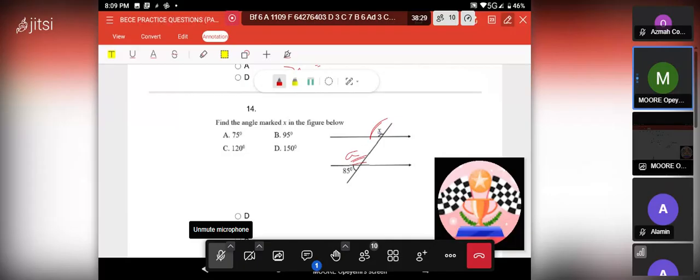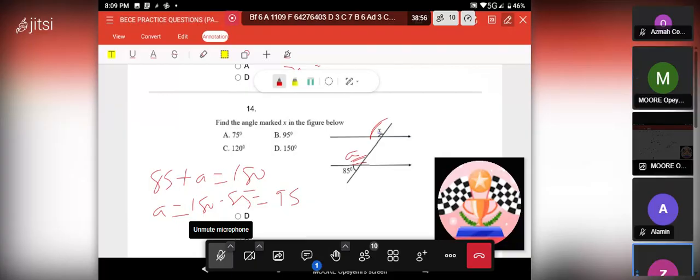95. Oh, this guy is using Pana Sharp. It's going to be 95 because 85 plus A will be 180, because it is angles on a straight line. So A will now be 180 minus 85, which equals 95.